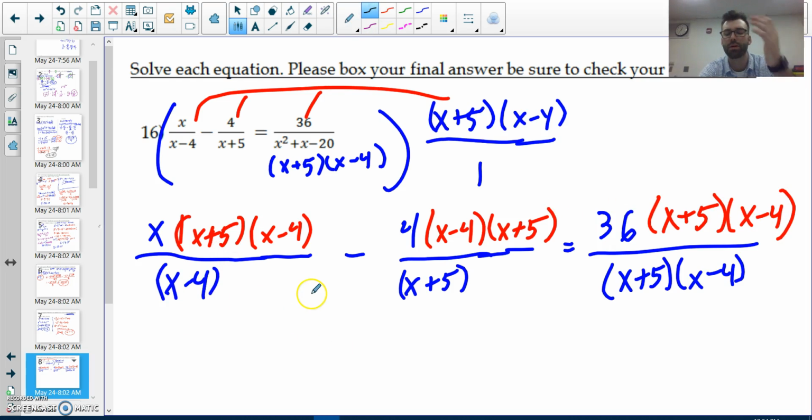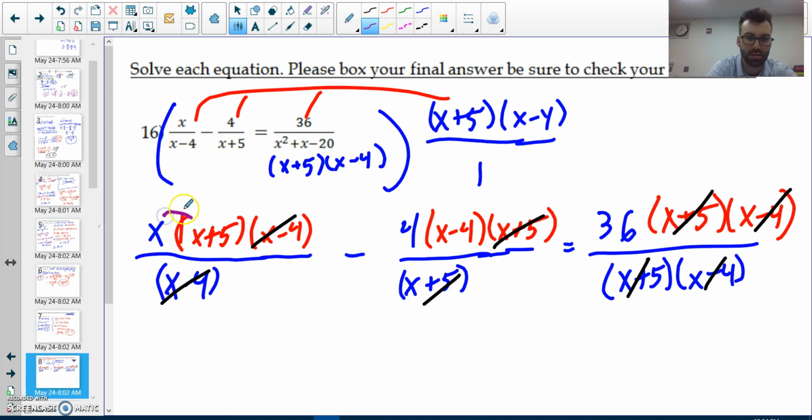So we're going to go through, remember, now you could maybe do this part in your head, but I'm just going to show what happens here. The x minus 4's cancel here, the x plus 5's cancel here, both factors cancel in our last term. Here I just distribute my x through, so I have x squared plus 5x. And here, remember, this negative goes with the 4.